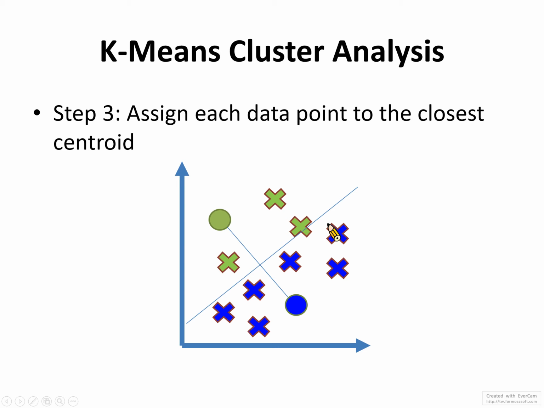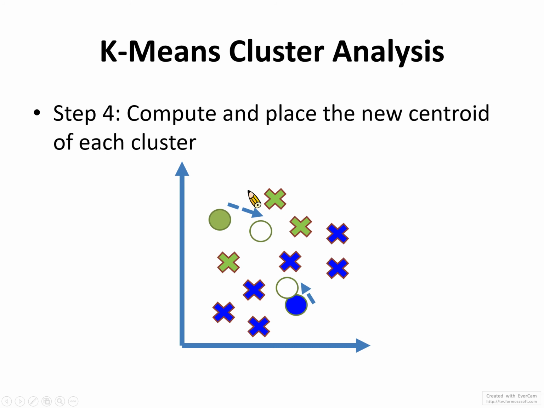So the next step is we need to find out the true centroid within these clusters. For example, we have these 3 green data points. Then we need to find out the centroid of these 3 data points. Then we'll move the initial location of the green centroid to the actual one, the centroid here. And likewise, we will also calculate the centroid of the blue data points.